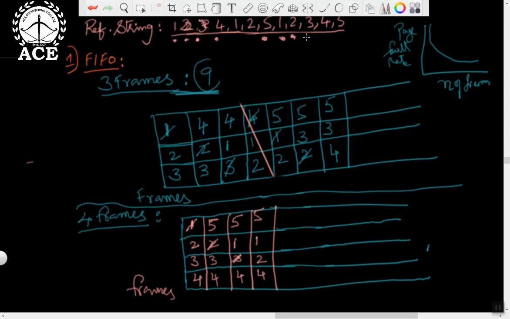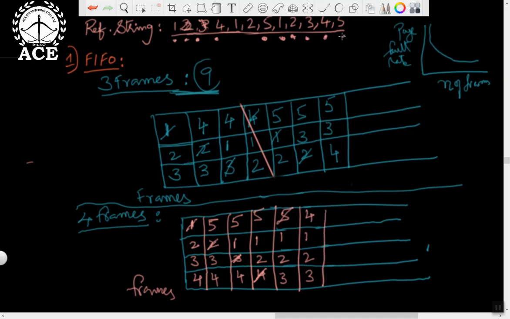Next, 3 causes a fault because 3 is also not present. Who is the victim? Earlier we removed 3 and 2, so now 4 is going to be victimized. In place of 4, I am going to load 3. So 5, 1, 2, 3. This is my scenario. Then 4. 4 is not present, so 4 will cause a fault. Who is the victim? See, these were the latest ones. 5 has become old, so we are going to bring 4 in place of it. 4, 1, 2, 3.